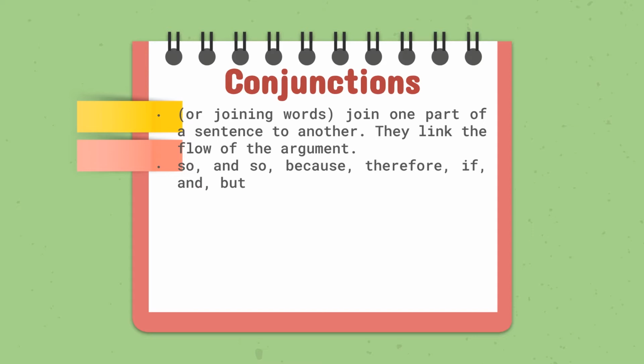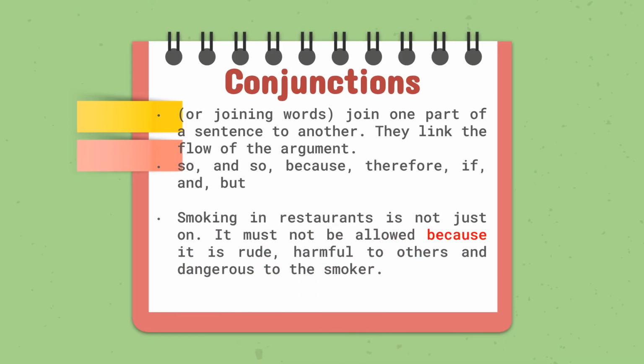Now let us have an example. Smoking in restaurants is not just on. It must not be allowed because it is rude, harmful to others, and dangerous to the smoker. Our conjunction in the sentence is because.